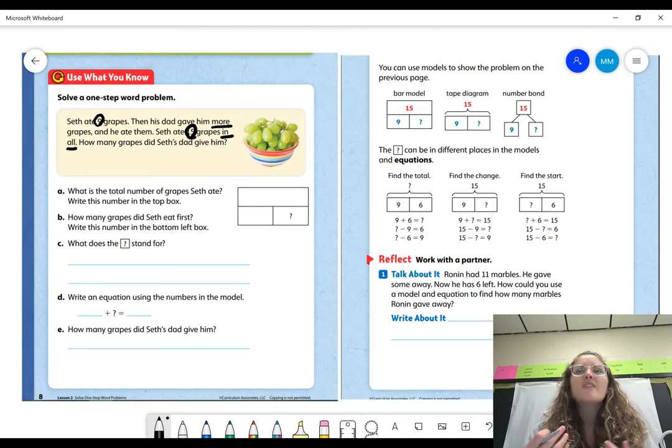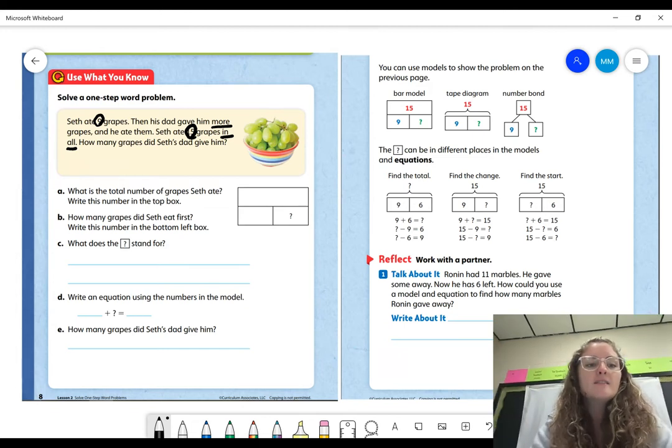So if I hear the words "in all," that's going to be my whole, right? Because if I put 2 parts together, it tells me all that I have. So on letter A right here, it says, what is the total number of grapes Seth ate? Write this number in the top box. What was that number? How many did he eat?